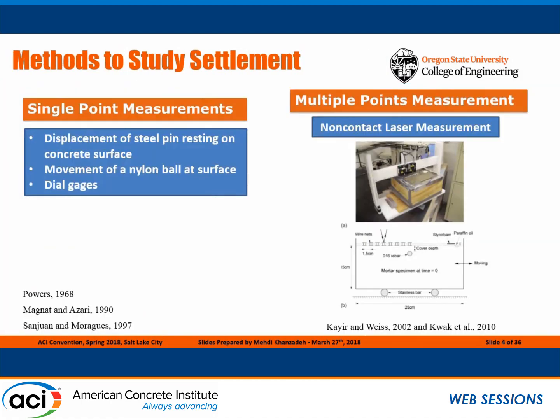So what methods were previously used to study the settlement? I categorize them into 2 different groups: the single point measurements as shown at the left side, for example, displacement of a steel pin resting on the surface of the sample, or nylon ball movement, or strain gauges at the surface. And also we have multiple point measurements, for example, a non-contact laser measurement as shown in the image at the right side.